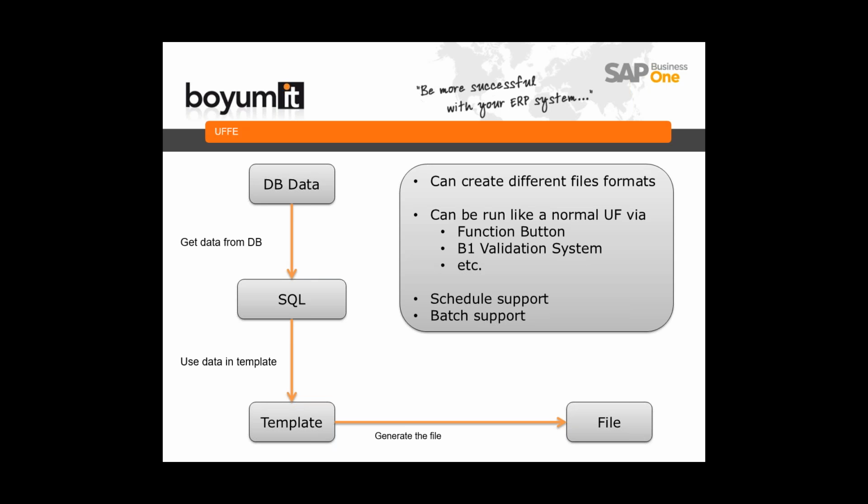You can create different formats and you can run a UFE off a function button, a B1 validation or a menu item, but you can also schedule it and do something called batch. So you're able to actually fully automate the entire process using a schedule so that the user never actually has to do anything inside SAP.